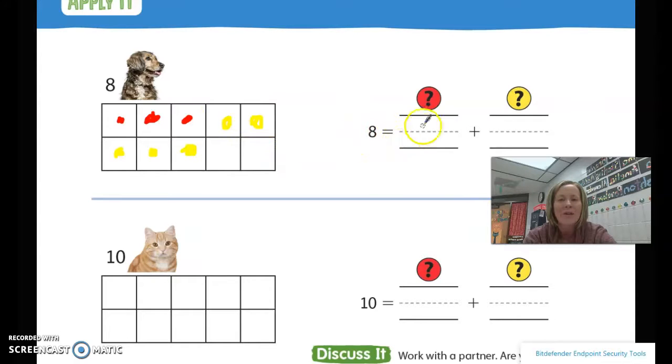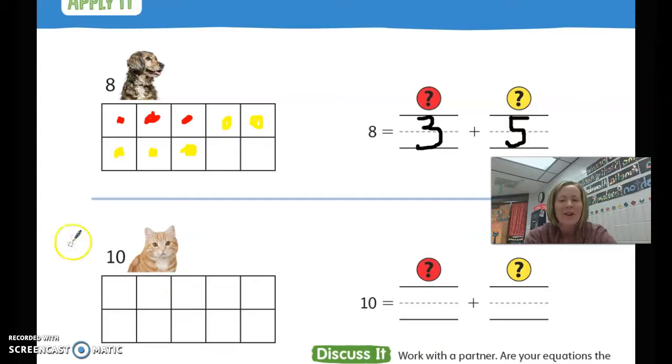So now let's write my number sentence. 8 equals, how many reds did I have? 3. Plus how many yellows? 5. Now your problem doesn't have to be exactly like mine. You could have 1 plus 7 or 7 plus 1. You could have 2 plus 6 or 4 plus 4. There's lots of different ways to make that number 8.